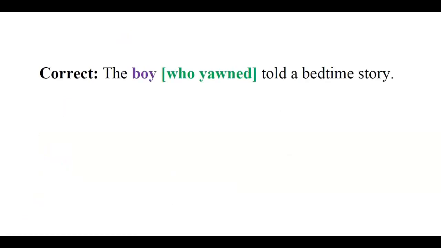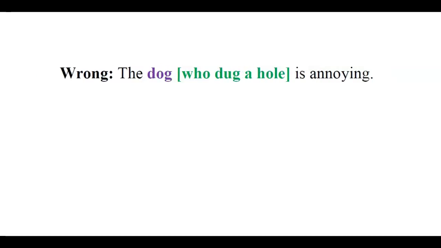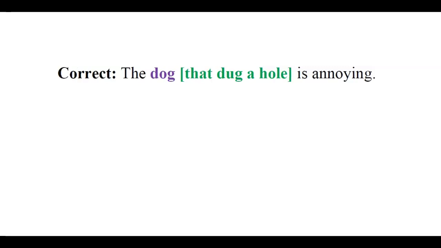Now, it turns out who is not the only word that we can use for the subject of an adjective clause. Who makes sense when you have a person. For example, the boy who yawned told a bedtime story. But you wouldn't say the dog who dug a hole is annoying, unless you were telling some story anthropomorphizing dogs. Okay, we got that. Usually what you would say is the dog that dug a hole is annoying, right? So maybe the dog dug a hole in your yard. That dog is annoying, not who dog. That dog, right? So that refers back to dog.